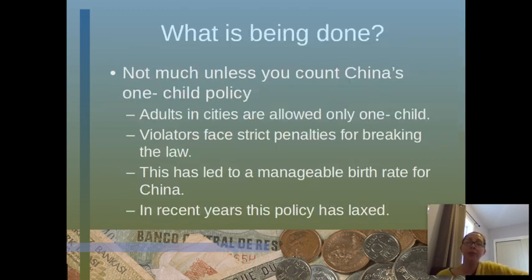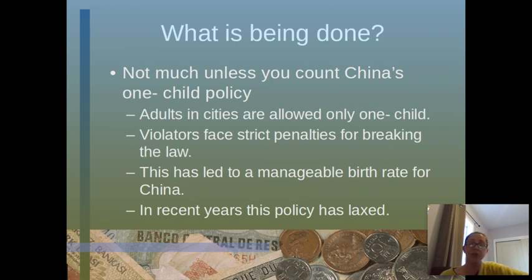So there hasn't really been much done officially to combat overpopulation. Some nations have tried to use like sex education policies and access to birth control, but one of the policies that comes up probably the most is China's one-child policy. China was really struggling under Mao Zedong to address their rapidly growing population, and there's a lot of poverty and starvation at the time. So adults in cities were allowed to have only one child.